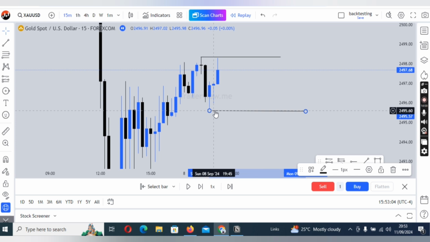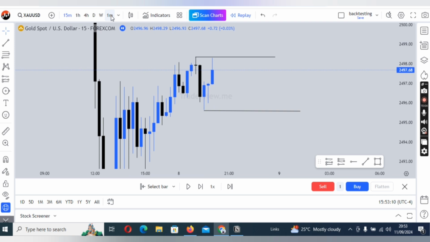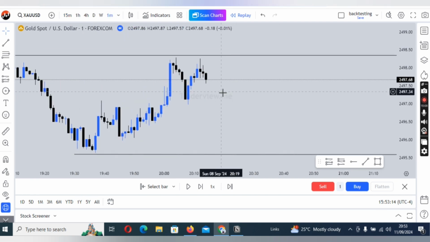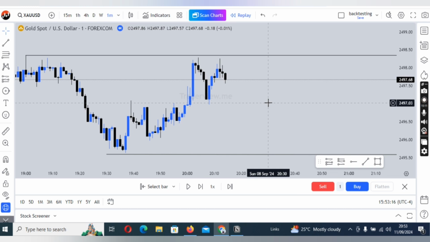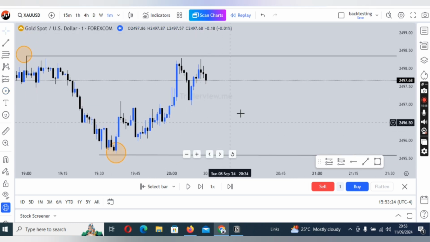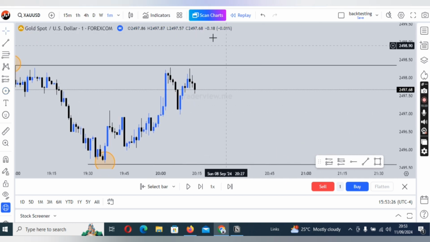If price sweeps the low, we take a buy. If price sweeps the high, we take a sell, guys. So let's go to the 1 minute time frame. On the 1 minute time frame, the only thing we are watching out for is price to sweep either here or here. So if price sweeps this low, we are taking a buy. You guys already know that. So let's quickly play price.